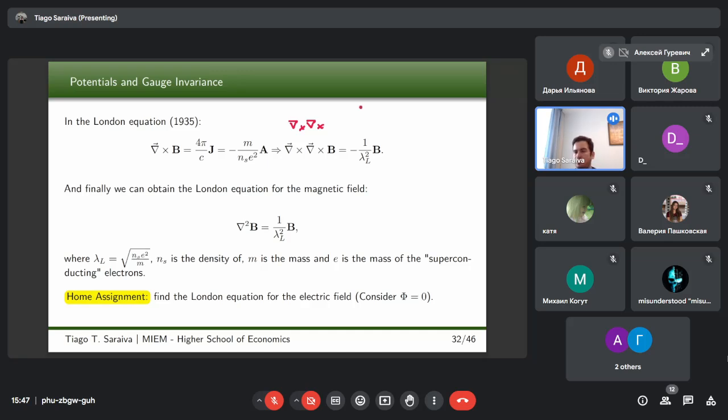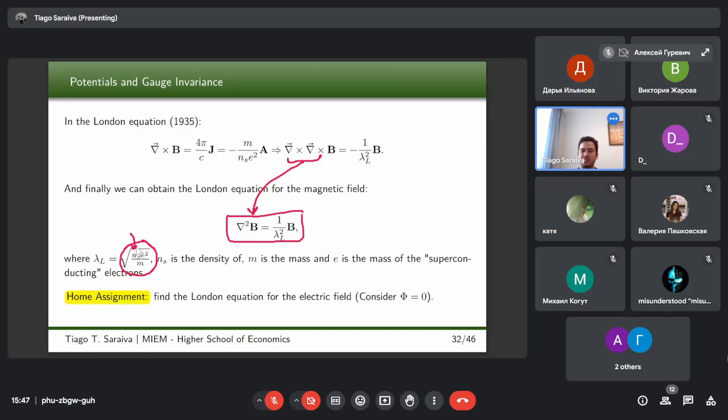The curl of the curl of some vector will be equal to the gradient of the divergence minus the Laplacian. There is this other vector identity. It's not important, but the point is that this double curl can be transformed into a Laplacian. And then it means that the Laplacian of the magnetic field is equal to 1 over lambda squared times B, and lambda is given in terms of some constants that he defined.